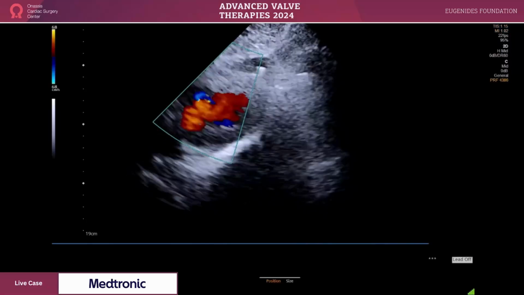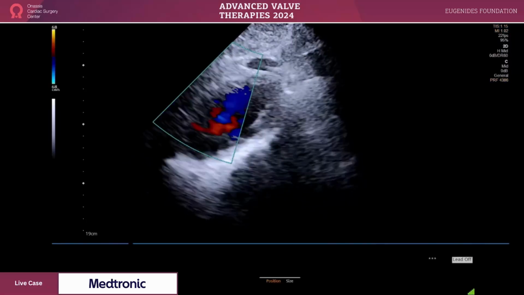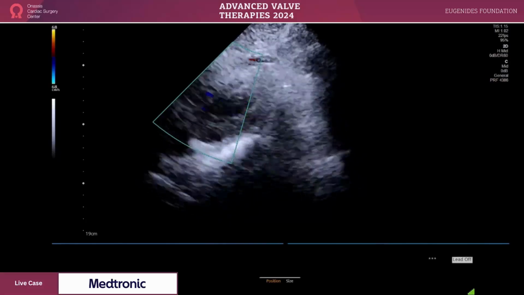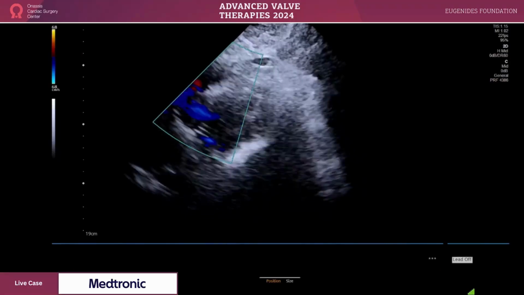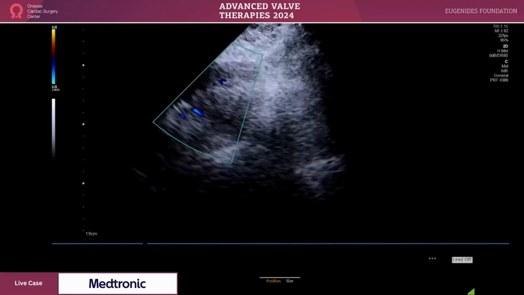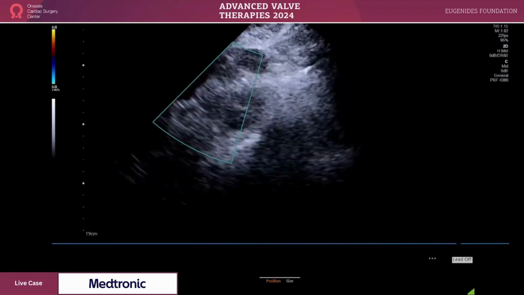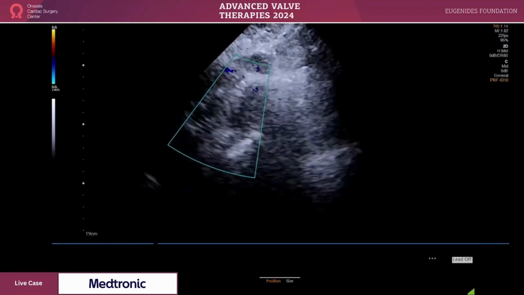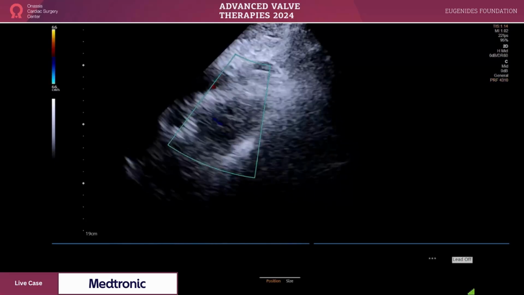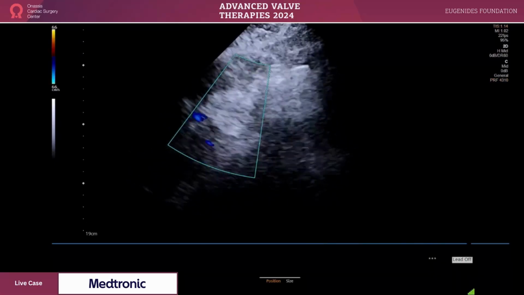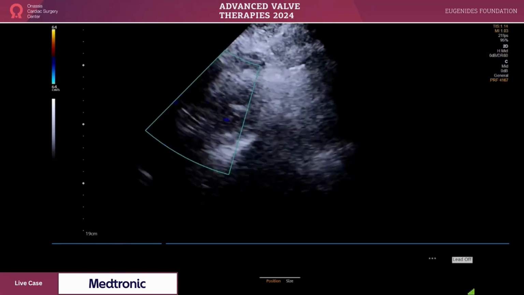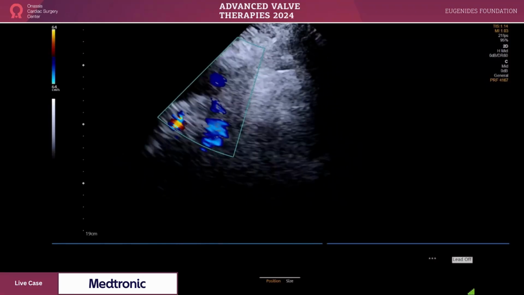Sometimes it's best to rely on the hemodynamic measurement, but now the blood pressure is 130 to 67. You see there is not a lot of AI. Maybe a little, maybe very mild. 67 diastolic is, I think, very good. So I think we're happy with that.